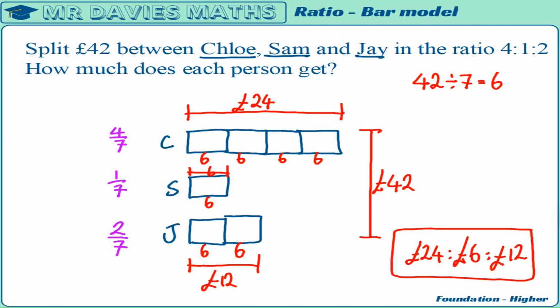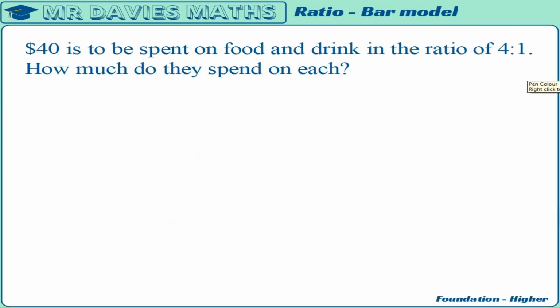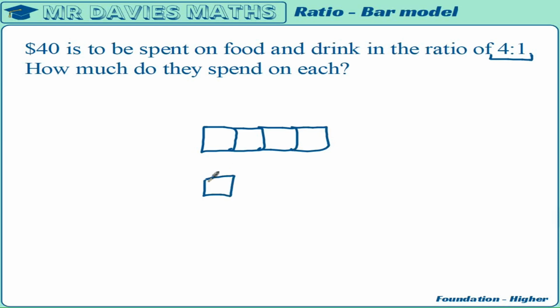Okay. Right. What about this one then? So share £40 to be spent on food and drink in the ratio of 4 to 1. Hopefully you're getting the idea now. So I'm going to draw my ratio out, 4 to 1. 1, 2, 3, 4 to 1. This time it's not names, but we've got food and we've got drink. So that's the representation. We're told that there's a total of £40 to be spent on this.